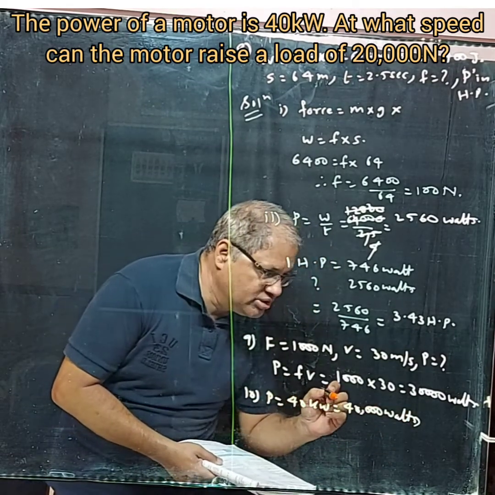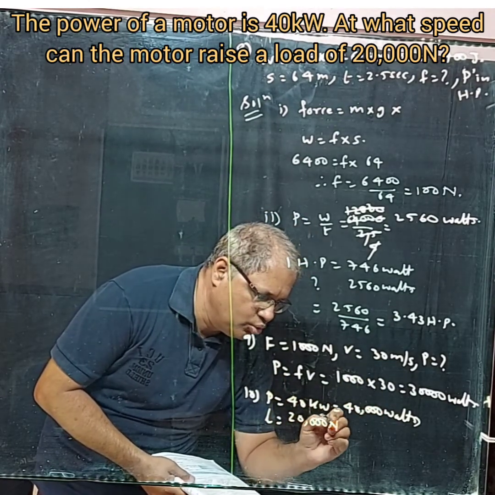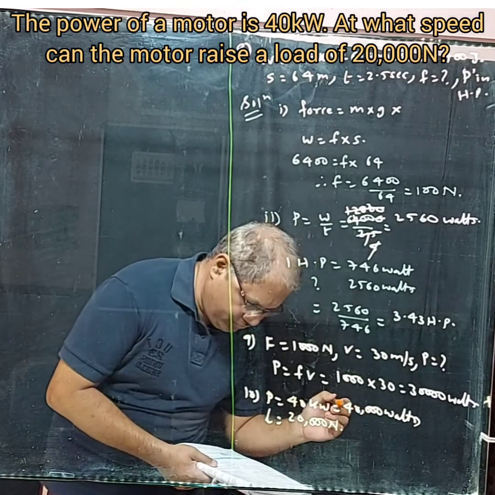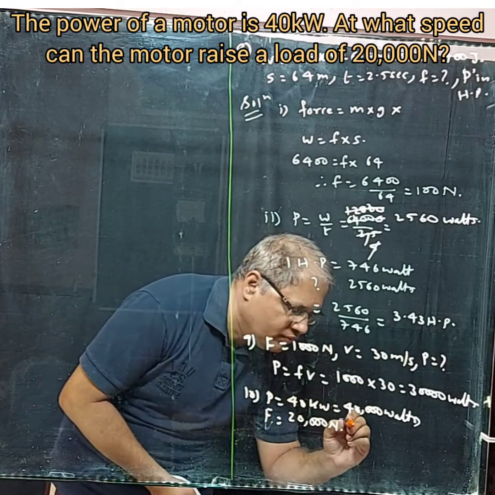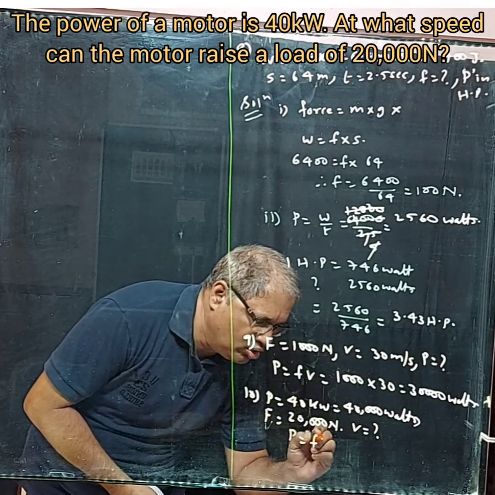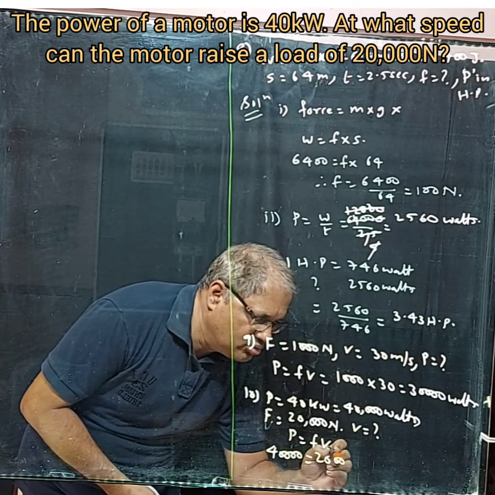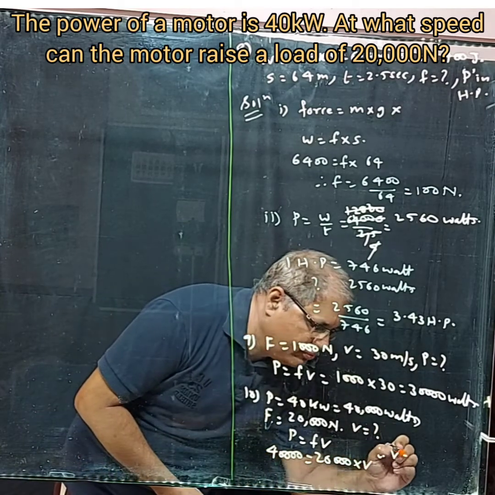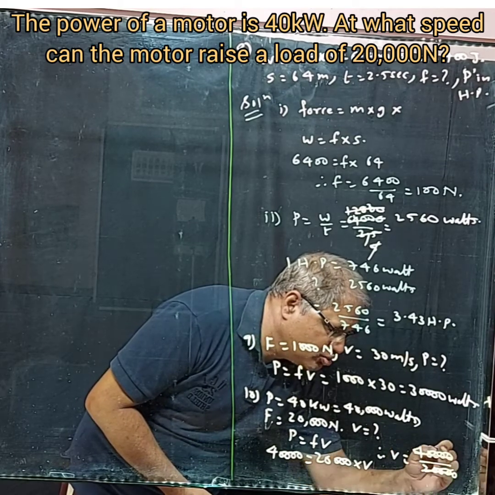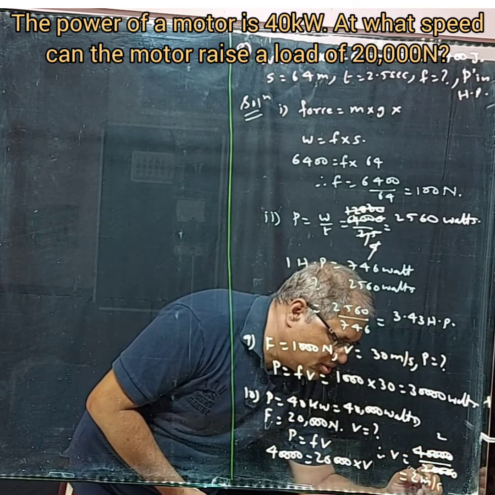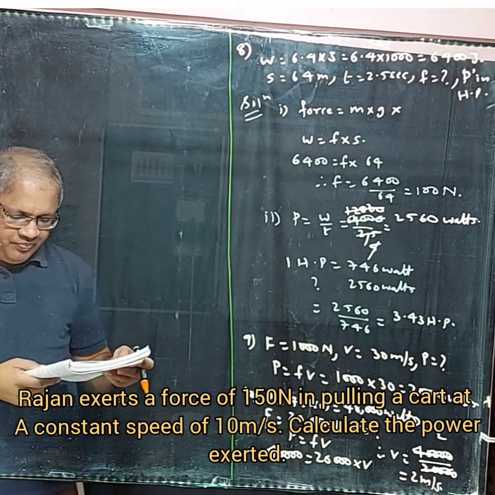Then load is given, 20,000 Newton. So they are asking, load is the force. V is equal to question mark. Power is equal to Fv. 40,000 is equal to 20,000 into velocity. Therefore, V is equal to 40,000 upon 20,000. That comes to 2 meter per second. That's your answer. Okay. Now question number 11.